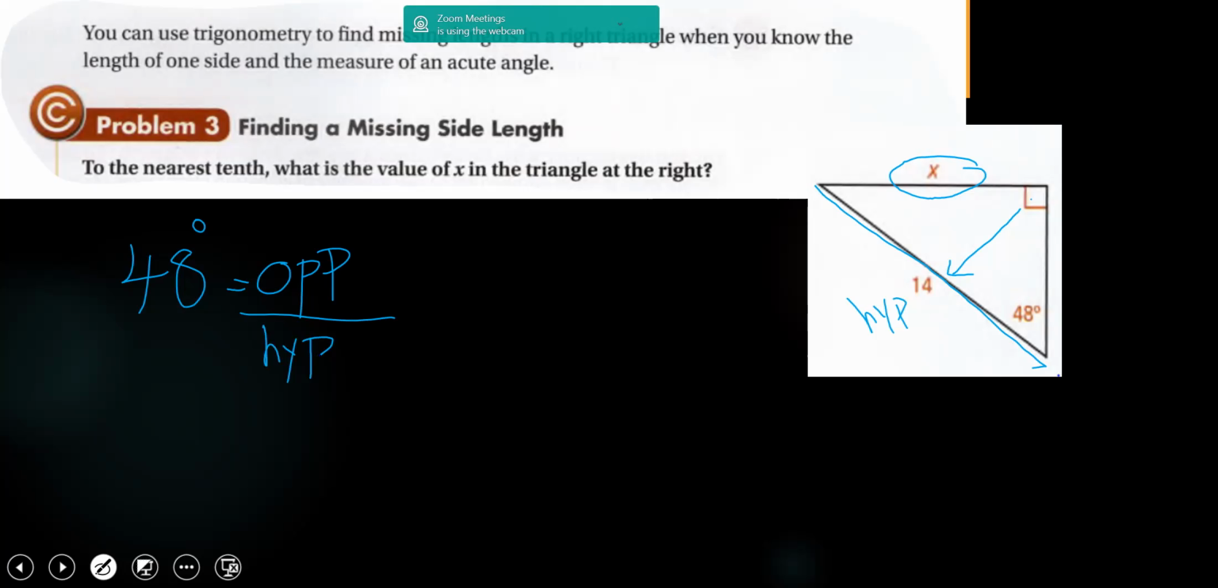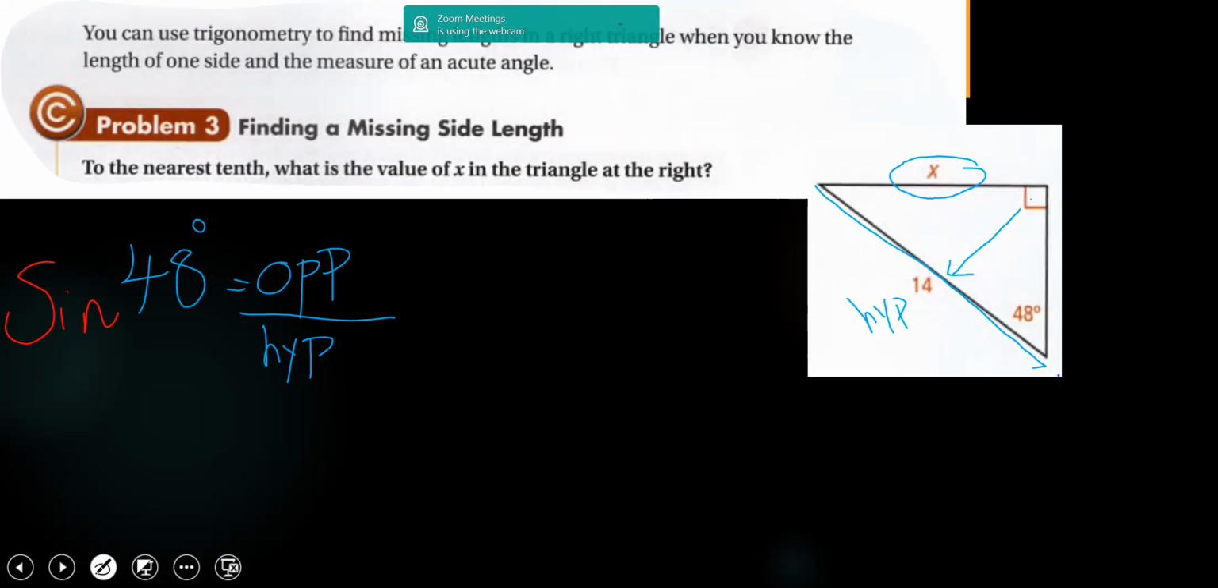After I wrote that, what do I have? I have the opposite, I have the hypotenuse, I have the angle, and I will ask myself, which trigonometric ratio should I use? Should I use tan? No, because tan is opposite over adjacent. Should I use cosine? No, because cosine is adjacent over hypotenuse. What would I use? I will use the sine. I will put here sine 48 is opposite over hypotenuse.